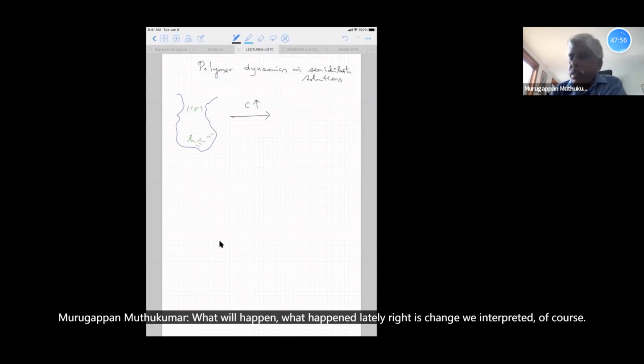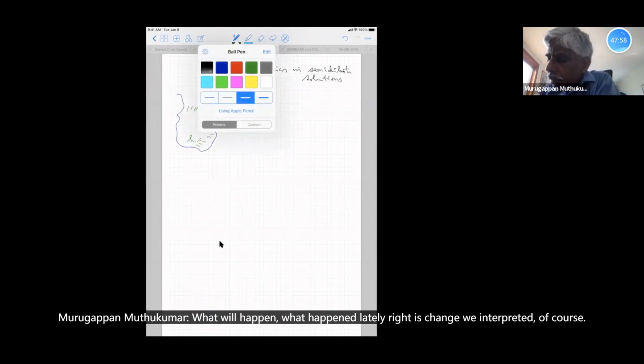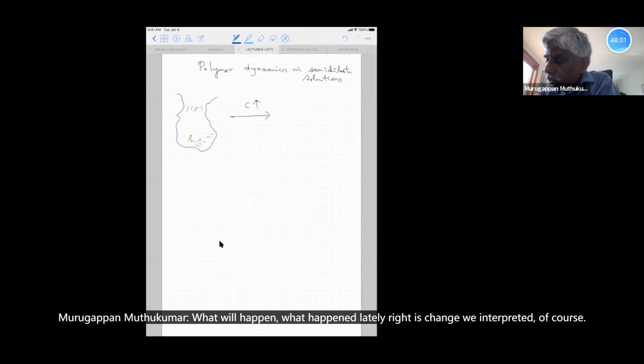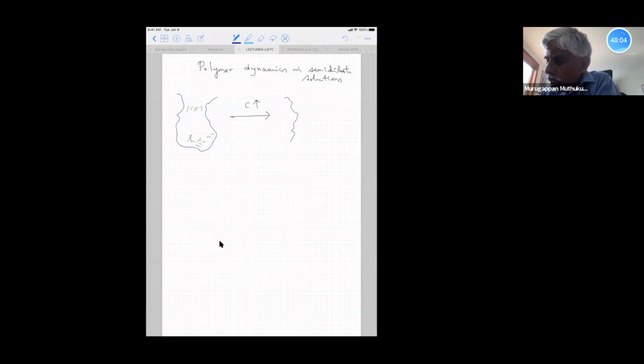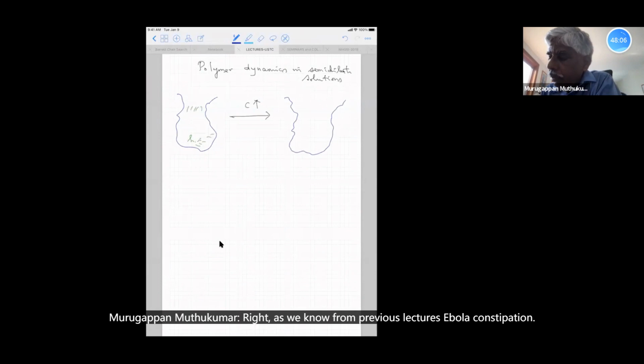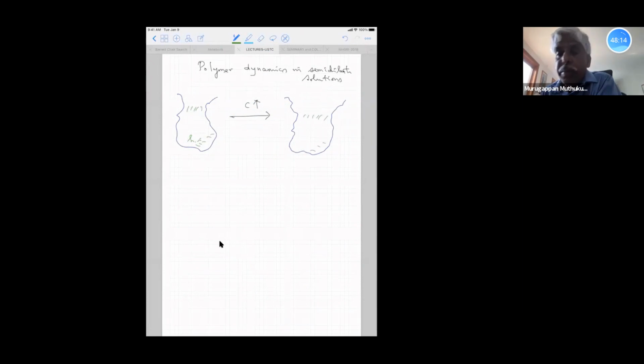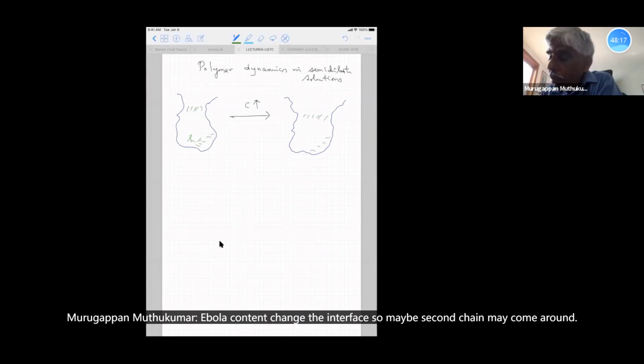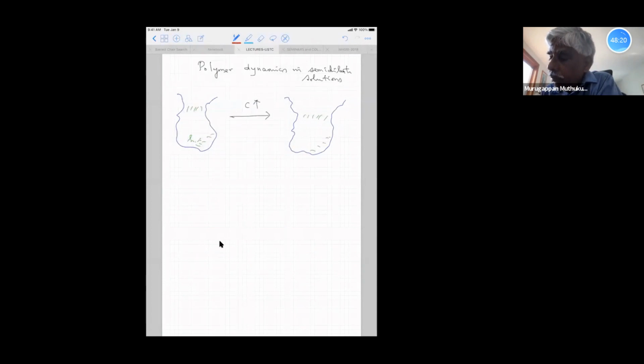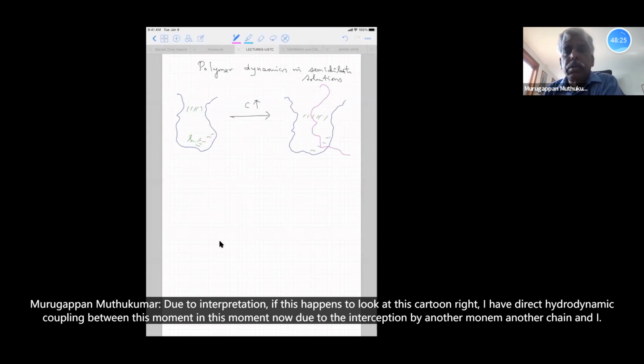What will happen likely is chains will interpenetrate, of course. As you know from previous lectures, above the overlap concentration, chains will interpenetrate. So maybe a second chain may come around here due to interpenetration. If this happens, look at this cartoon, right? I have direct hydrodynamic coupling between this monomer and this monomer.